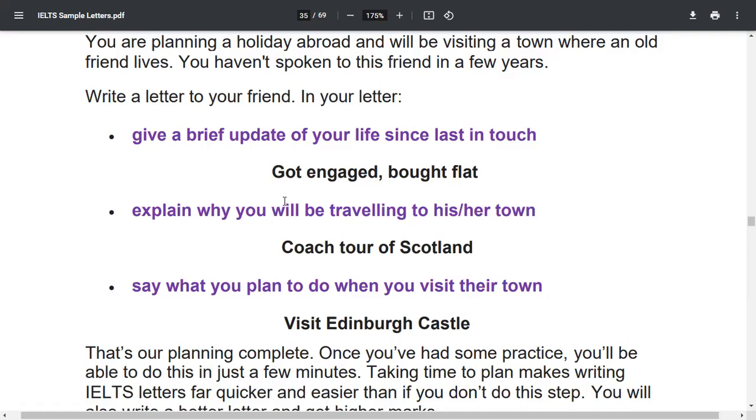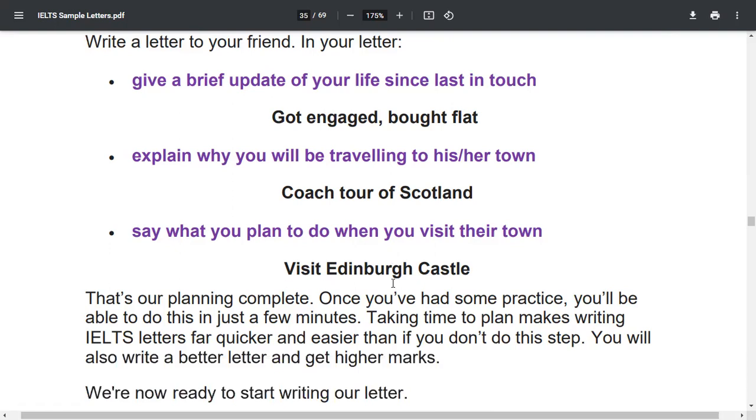Now it's time to take some notes next to every single question before starting writing. The first question says, give a brief update of your life since last in touch. I'm going to mention something like I got engaged and I bought a flat. The second question says, explain why you will be traveling to his hometown. I'm going to mention, for example, that I will be having a coach tour of Scotland. And for the third question, which says, say what you plan to do when you visit the town, I'm going to visit, for example, Edinburgh Castle.